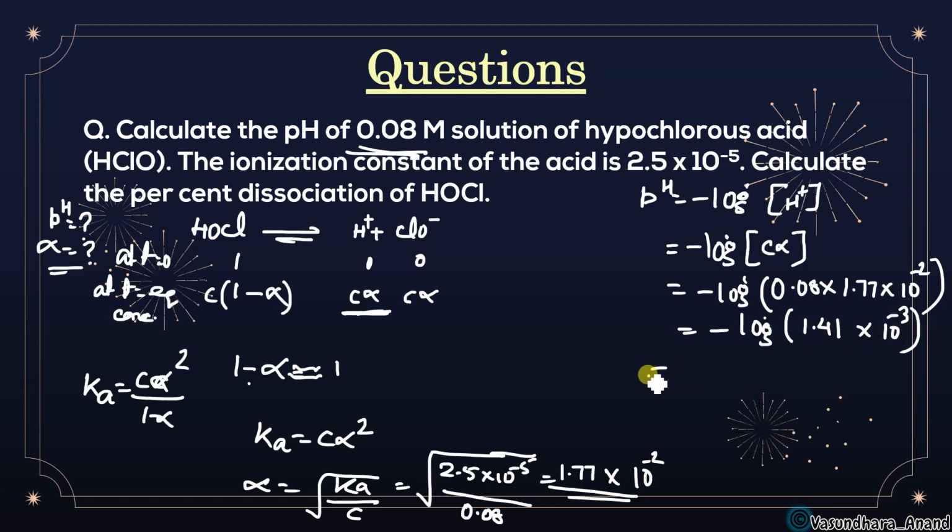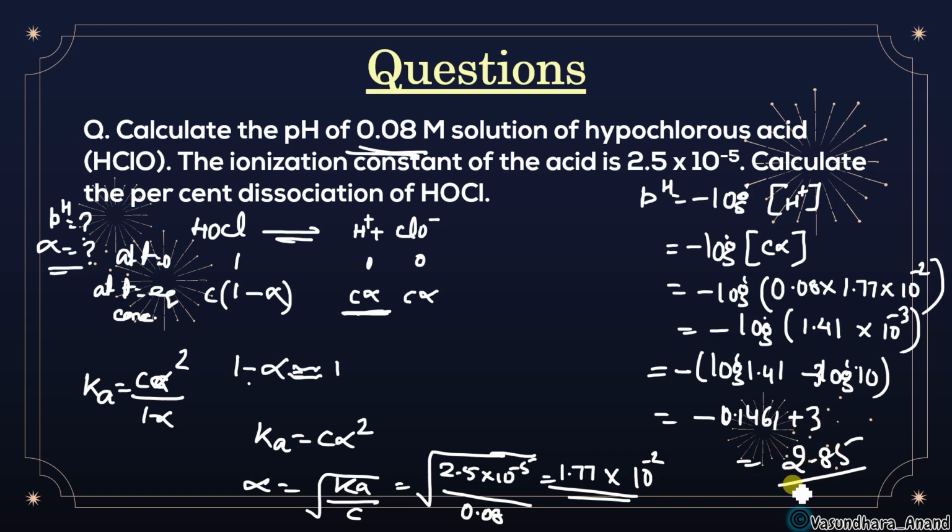Okay, the next process I think you can do easily. This is minus log 1.41 into 10 to the power minus 3, so this is minus log 1.41 plus 3 log 10. The value of log 10 is 1. So just solve log 1.41. If you check, it is coming around 0.1461, and this is minus plus. So solve it and you will get 2.85. This is the pH. I hope it is clear.